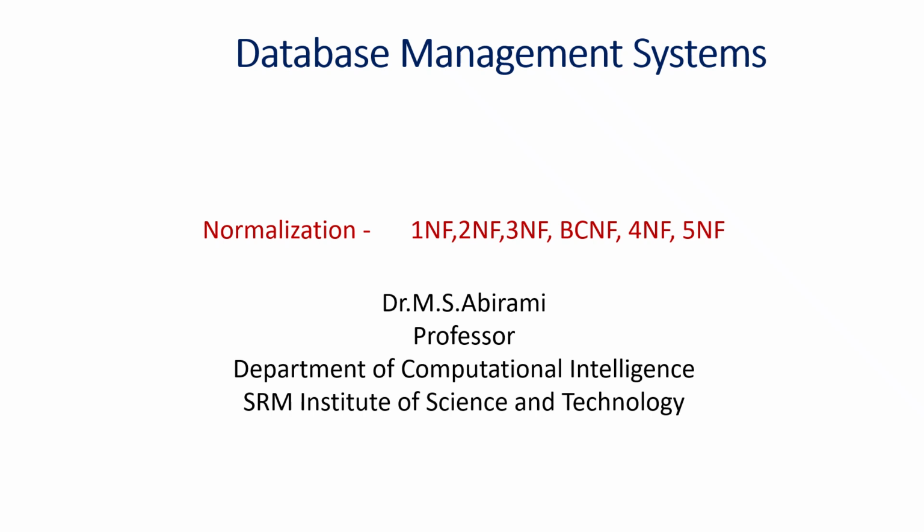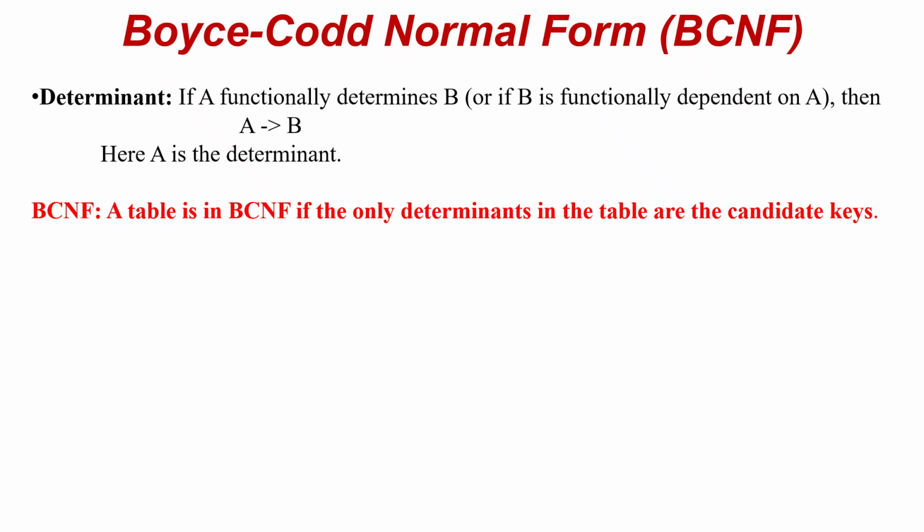Now we are going to discuss the topic normalization. So we are able to remove that bill amount from the table. And the next one is Boyce-Codd normal form.